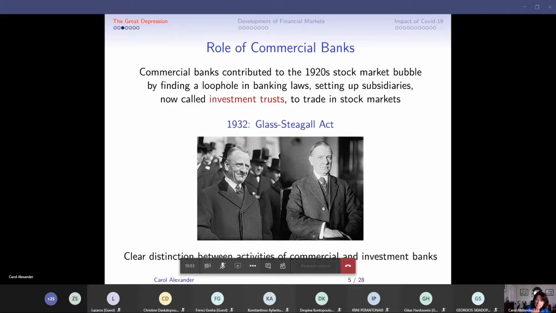But the Glass-Steagall Act, I'm sure many people in the audience have heard of this, created a clear distinction between the activities of commercial and investment banks, whereby commercial banks went back to the normal business of making loans and receiving interest on those loans and taking savings from the public and companies and paying some interest on those.